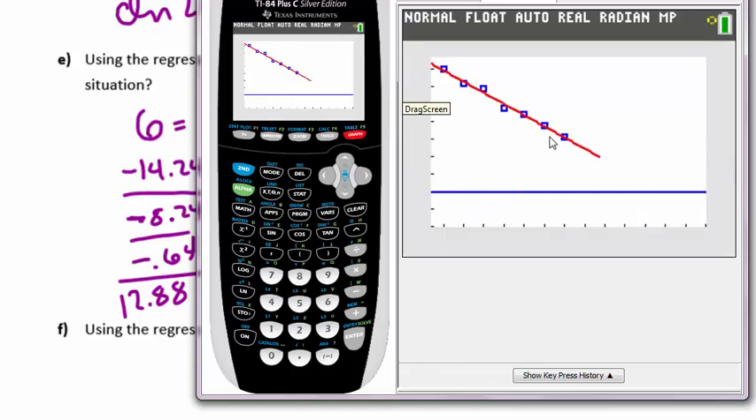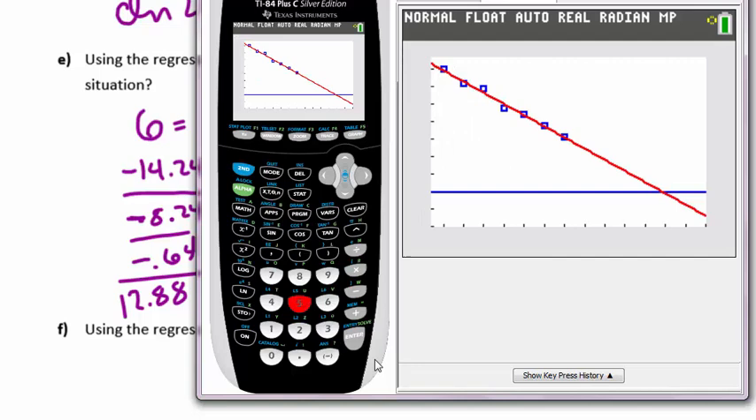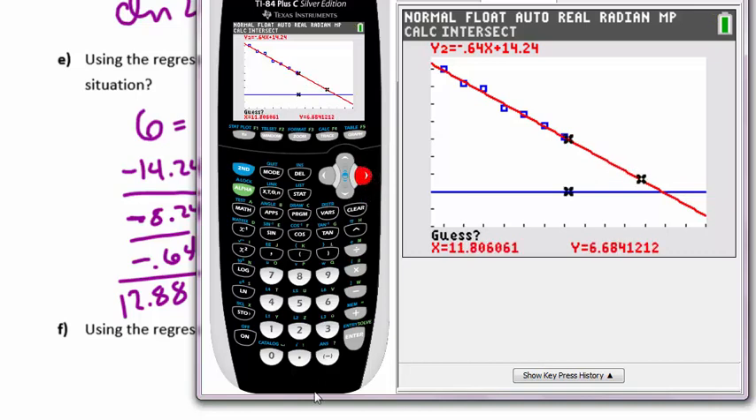There's my curve. What I'm trying to find out is when the equation is equal to 6, and you can see that right here on the graph. So when they're equal, second calculate, they're going to intersect, which is option 5. So if I intersect these two lines, just hitting enter on first curve and second curve, and then guess, move the cursor over towards where the intersection is, and hit enter when it gets close. 12.875, and that's what we had as well, but we rounded to 12.88.